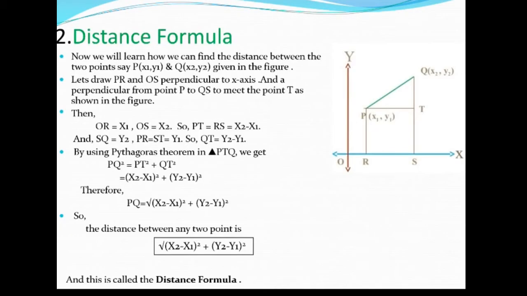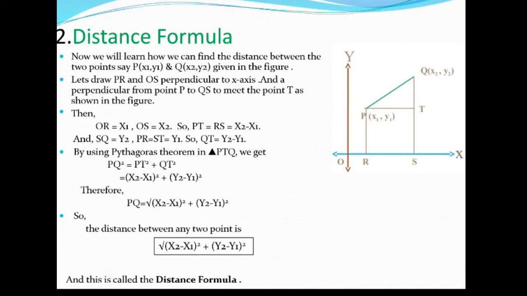So let's know what the distance formula is. As the name suggests, it is how we can find the distance between two points, say P and Q. As you can see here, the derivation of this formula is already given. With the help of the Pythagoras theorem, we can find the distance formula.